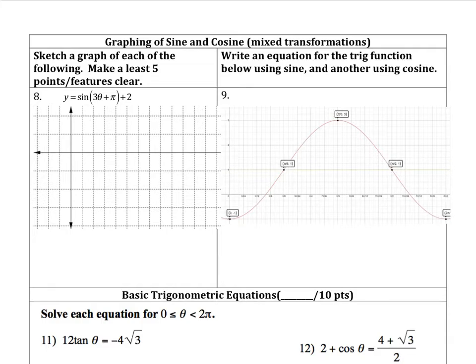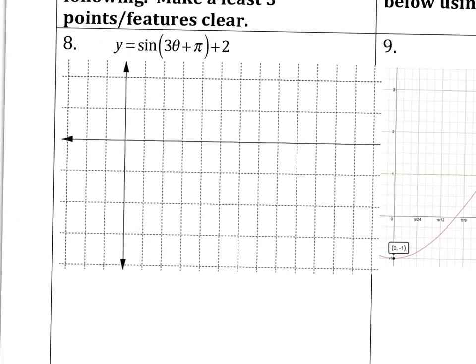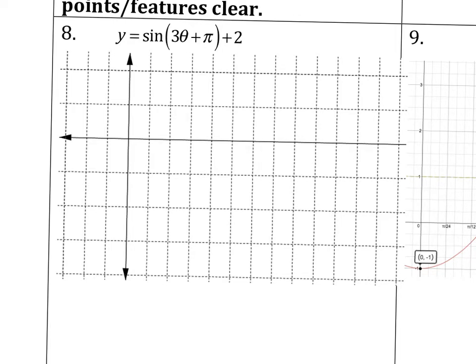Next up, we have to graph things that have some other things going on. This one has some horizontal shift and some issues with period. So, first thing I might do is to factor out a 3 to make this a little bit easier to deal with. That makes 3 theta plus pi over 3. Okay, I've got a midline of +2, and an amplitude of 1. Okay, not too bad.